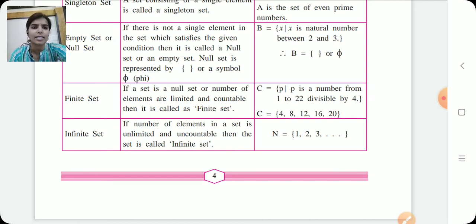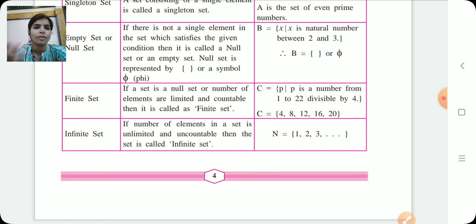So you take any example. C is equal to the set of all p such that p is a number from 1 to 22 which is divisible by 4. From 1 to 22 which numbers are divisible by 4? 4, 8, 12, 16, 20. So only 5 numbers from 1 to 22 are divisible by 4. These 5 are countable, so that's why we say it is a finite set. That means there is a limit to complete the set. Understand?